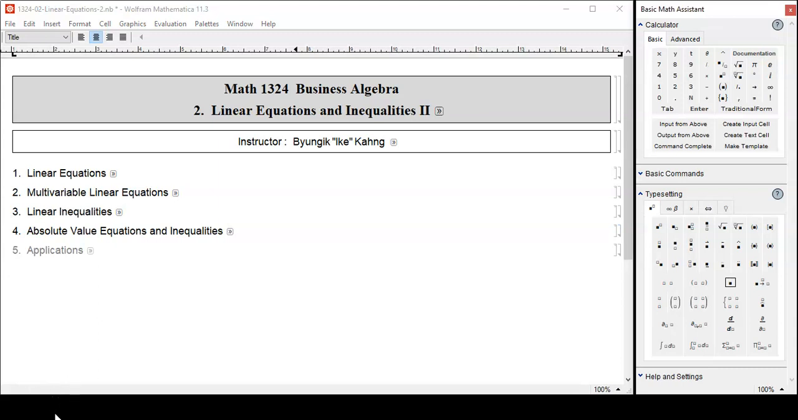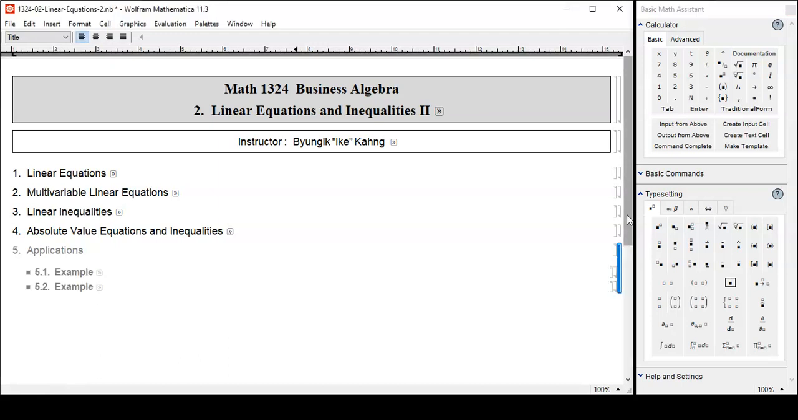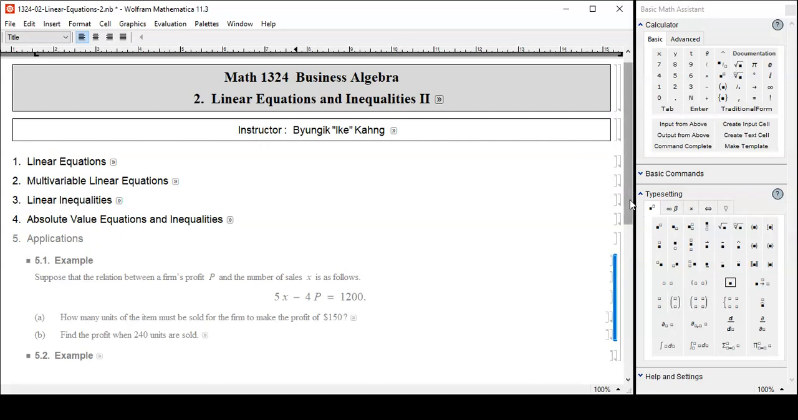Okay, we have enough time, so let's go to section 5 application just a little bit. We're not going to deal with a lot of applications here because we're going to have a little bit better tool, actually a much better tool in lesson 5. So that's where we're going to focus on the applications. But still, we can do a little bit.